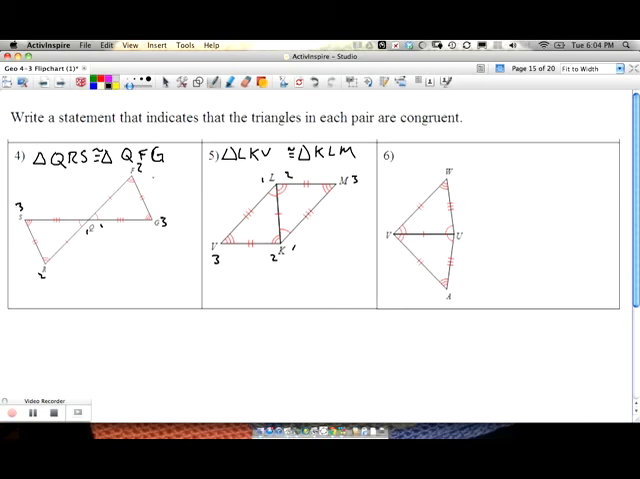Now I didn't have to go 1, 2, 3. I could go 2, 3, 1 or 2, 1, 3 or 3, 2, 1. There's actually 6 different ways you could write it. But as long as you have the pieces matching in each one, then you're fine.